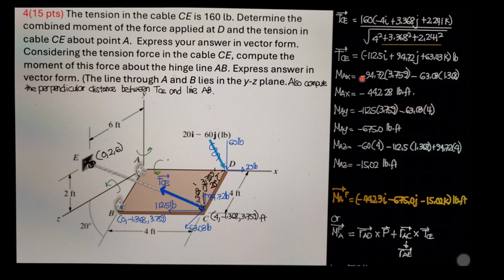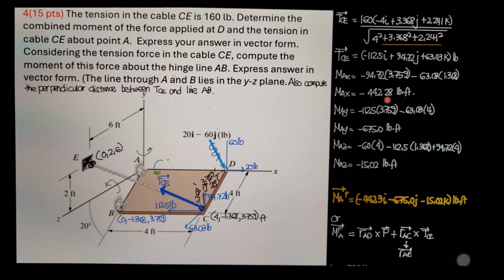So by the scalar approach, right thumb rule, the moment about AX is negative 94.72 times 3.759, then minus 63.03 times 1.368. Combining, MAX is negative 442.28 pound-foot.